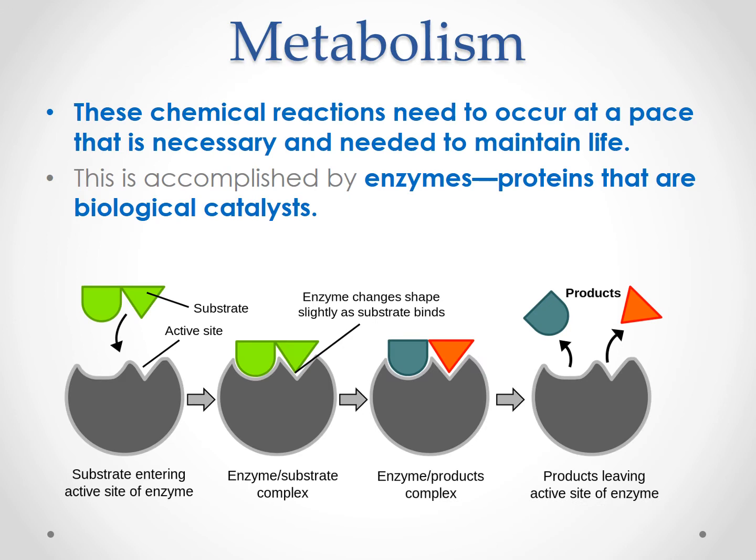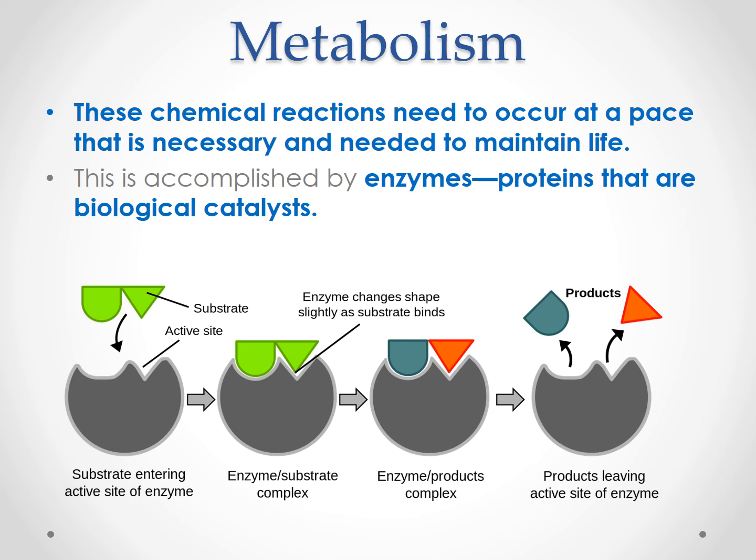Now we need this to happen at a really fast rate, okay? We can't just wait for molecules to bump into each other whenever they are able to, because if we relied on that, we would be dead, okay? So these are the chemical reactions that we need to maintain life. And so for this to happen, we have biological catalysts. Catalysts, if we think to chemistry, speed up chemical reactions. And so we're speeding up the chemical reactions in the cell. These biological catalysts, we know them as enzymes. Okay, and enzymes are proteins.